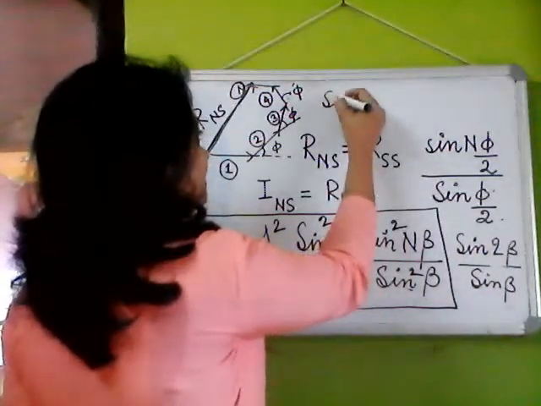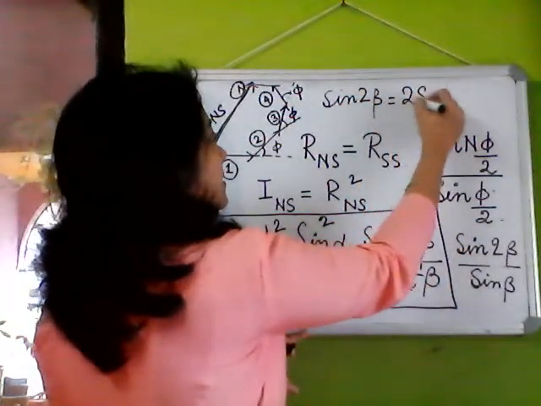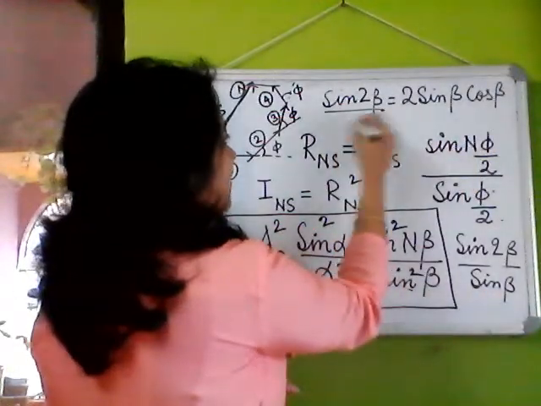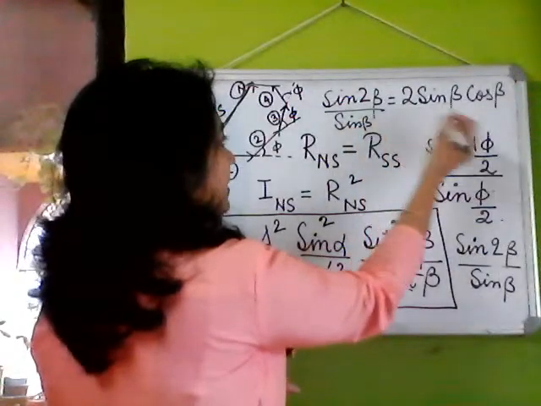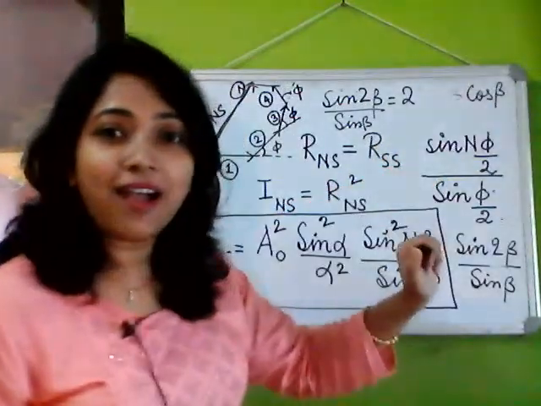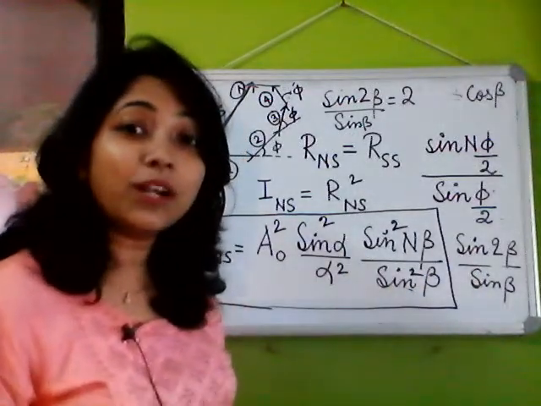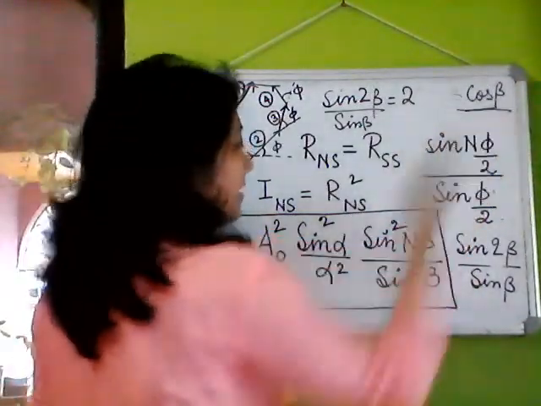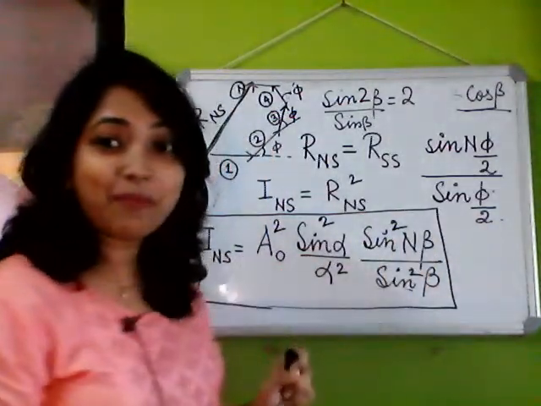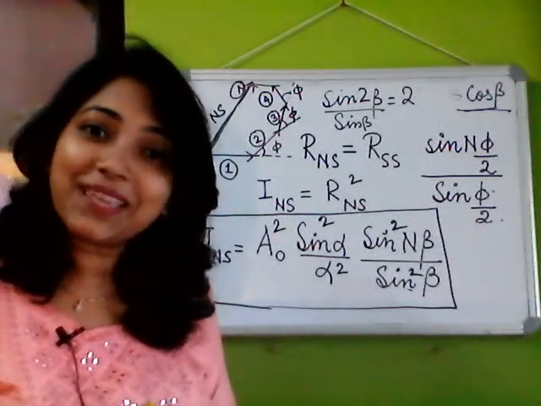Sine 2 beta is 2 sine beta cos beta. And when I divide by sine beta, what am I left with? Sine beta gets cancelled and I am left with 2 cos beta. And when I square this, because I have the quantity as a square over here, what am I having? 4 cos square beta. So instead of this, if I write 4 cos square beta, remember what that is? Again, that is giving us the intensity for double slit, isn't it?